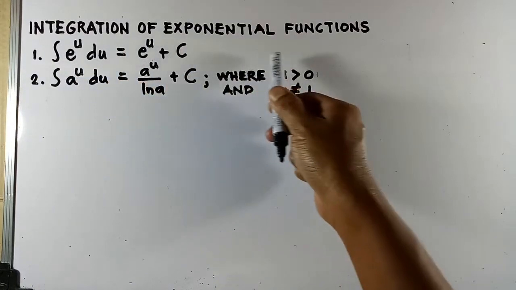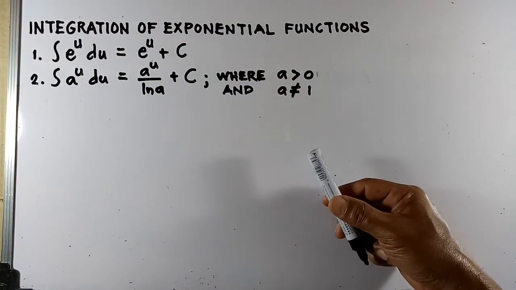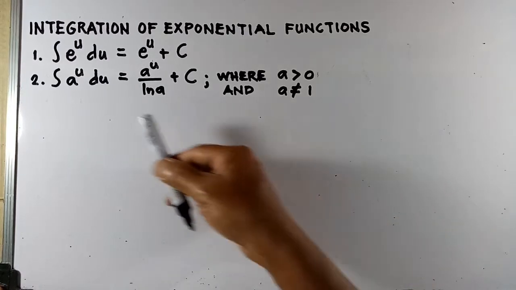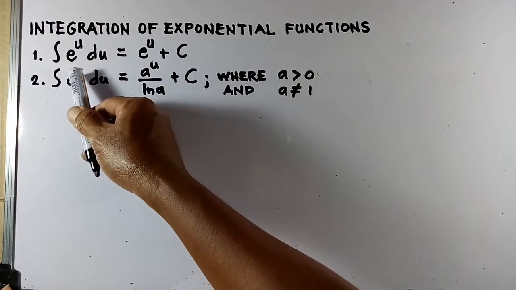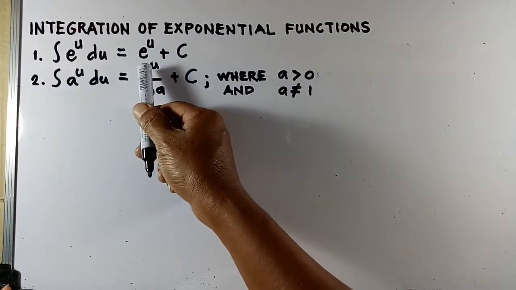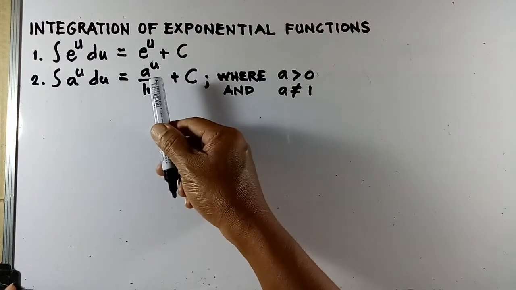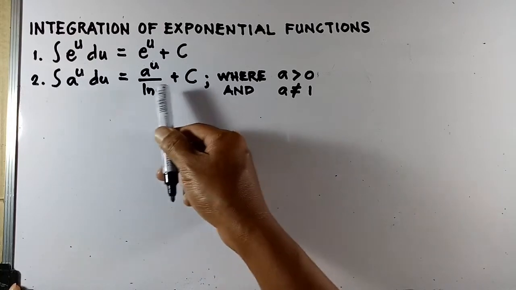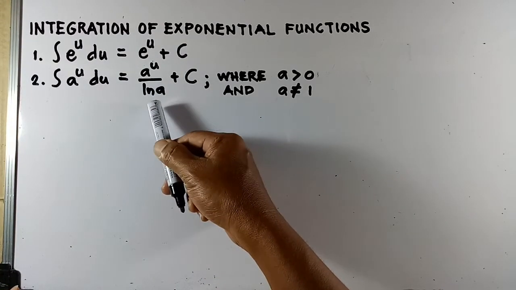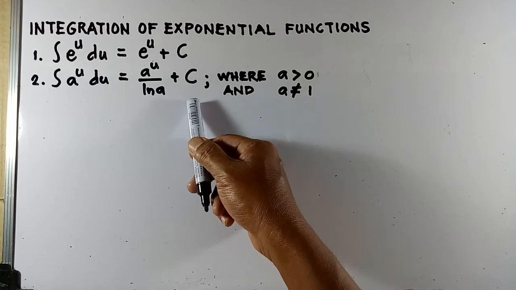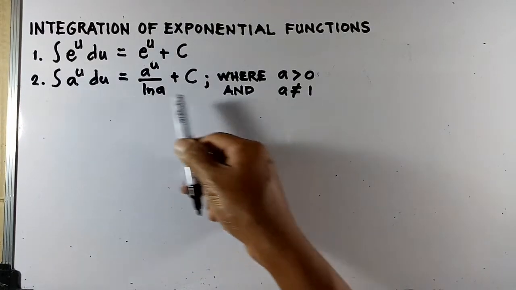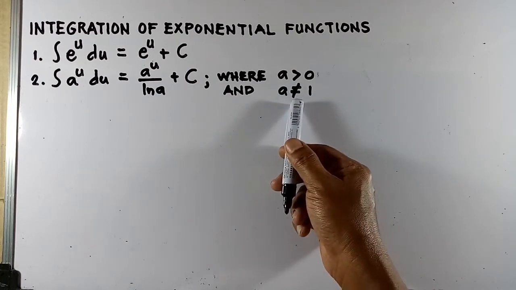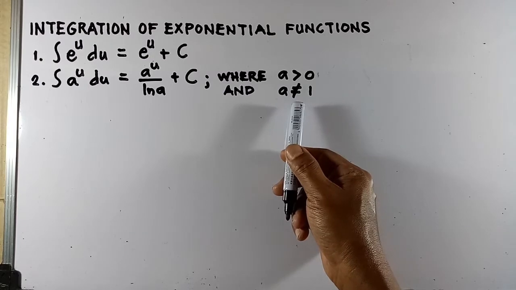Integration of exponential functions. Meron tayong dalawang formula na dapat tandaan sa topic na ito. Number 1, integral of e raised to u du equals e raised to u plus c. And number 2, integral of a raised to u du equals a raised to u divided by ln of a plus c, where a here is a constant greater than 0 and not equal to 1.